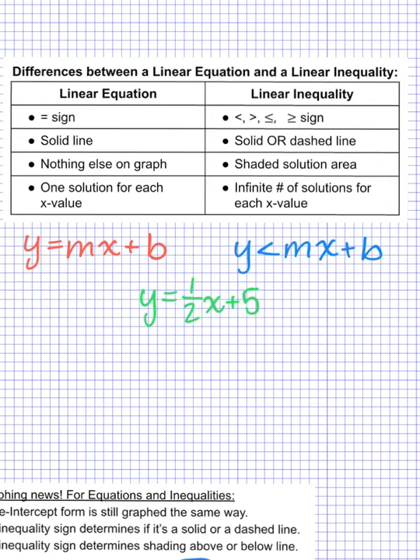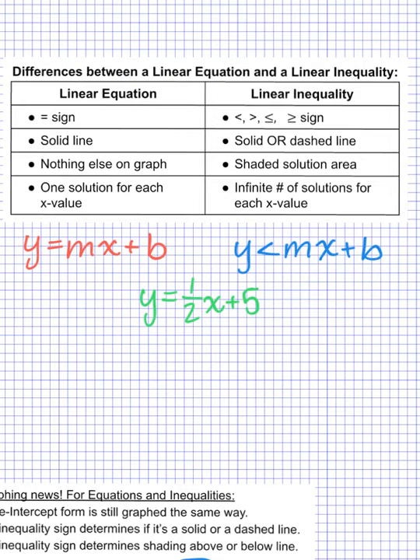So in a direct comparison between a linear equation and a linear inequality, you should notice that the equation has the equal sign. That's what the EQUA part of the word means. And the linear inequality would have one of these four signs: less than, greater than, less than or equal to, greater than or equal to.